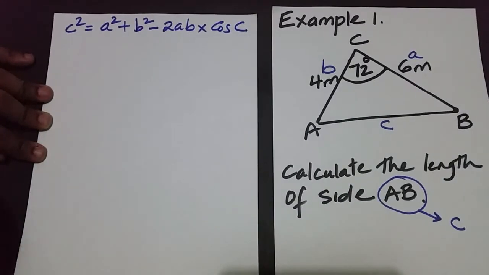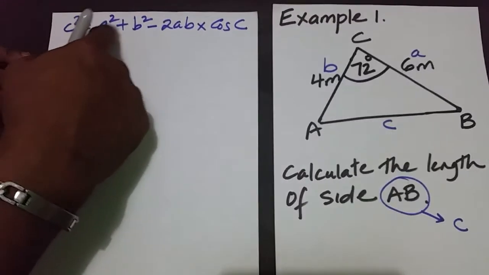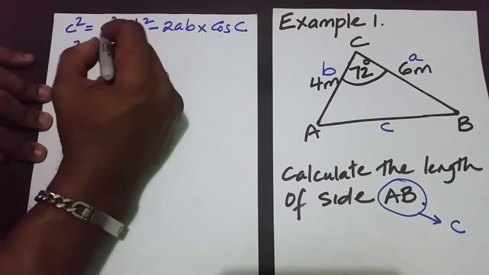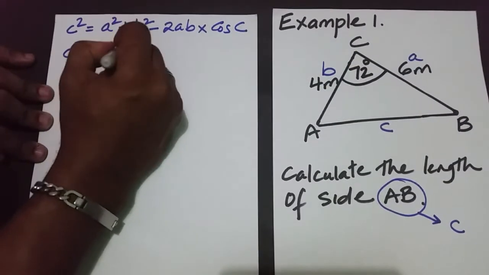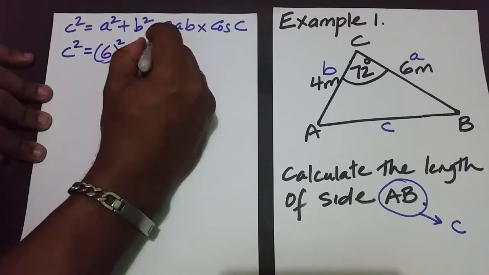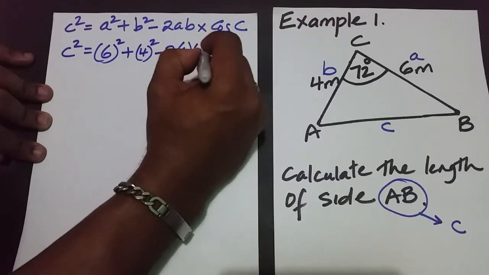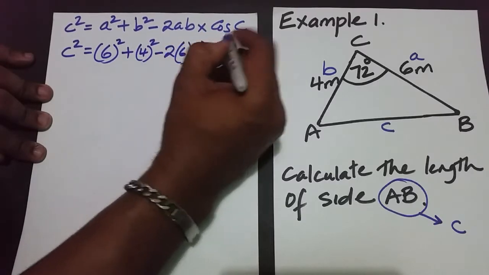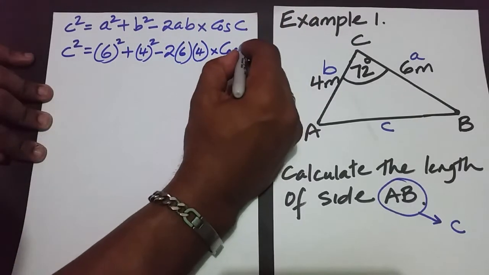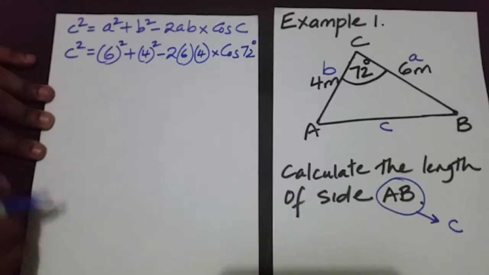All right, so little c is what we need to find. So we're going to plug in the values for a, b, and continue. So little a is 6, so it's going to be 6 squared. We don't need to put the units in there. And b is 4, so that's 4 squared. Minus 2. Again, a is 6, and b is 4, and times the cos of C. And the angle at vertex C is 72 degrees. So we're going to continue working now.